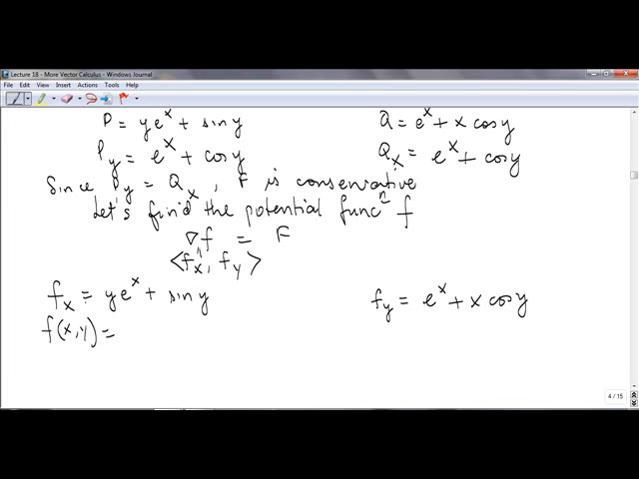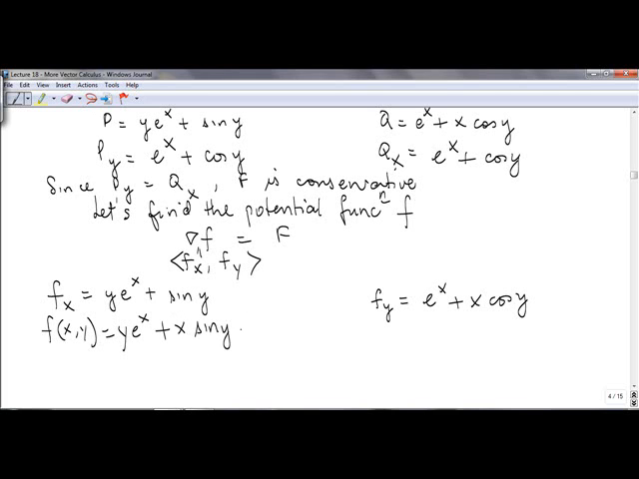So let's do this. When you integrate y e to the x with respect to x, what do you get? How do you integrate e to the x, excuse me? The same thing. y e to the x. Good. Now, integrate sine y with respect to x. Remember, sine y is a constant. Very good. x sine y.